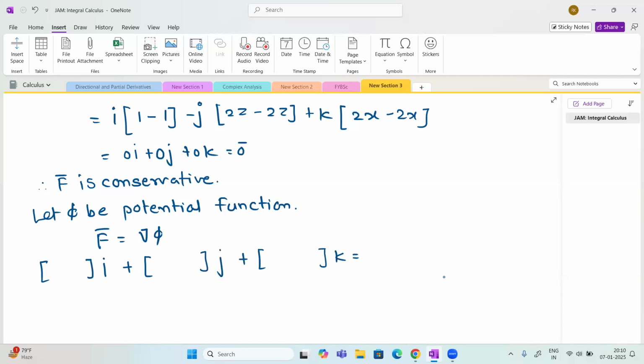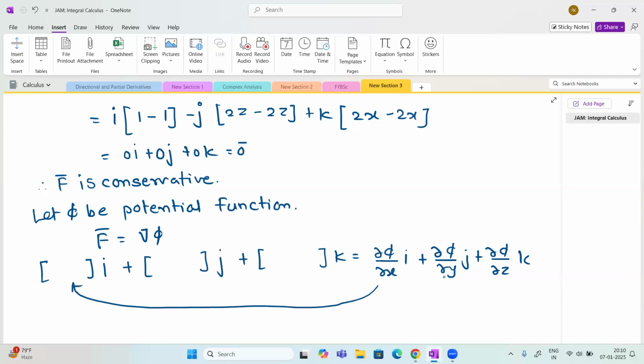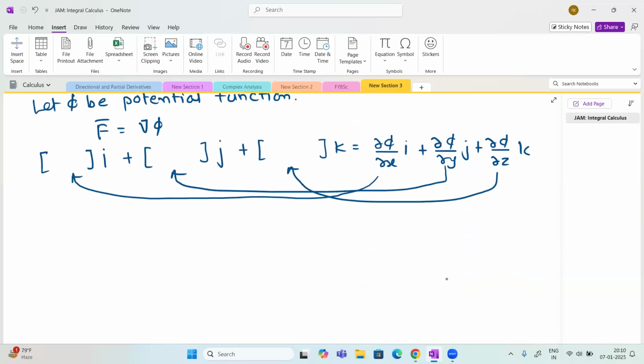Del phi means delta phi by delta x i, agree? Delta phi by delta y j plus delta phi by delta z k. Then we compare. Delta phi by delta x is equal to the first bracket. Delta phi by delta y is equal to the second bracket. Delta phi by delta z is equal to the third bracket. Agree? All of you are getting it now?